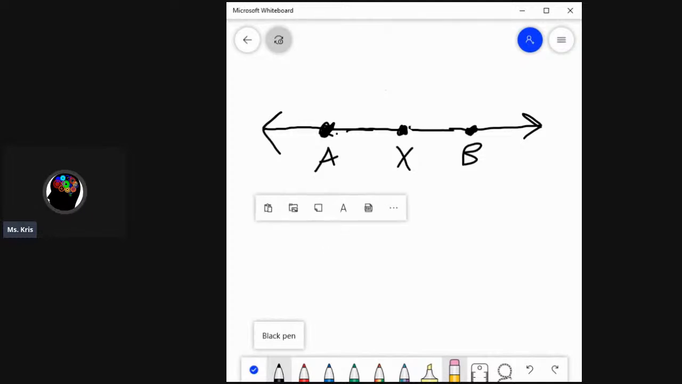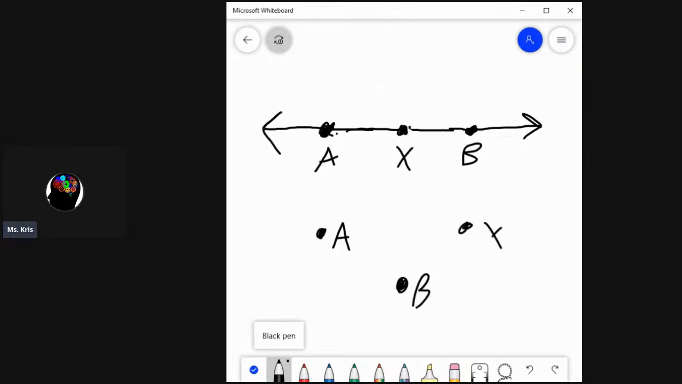Now, say for instance, I have point A over here, point B over here, and then point X over here. Well, those are considered non-collinear. And the reason why they're non-collinear is they don't form a line. In order for you to be collinear, you must form a line, and it must be on the same line.